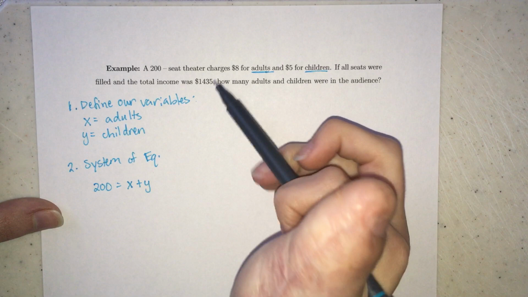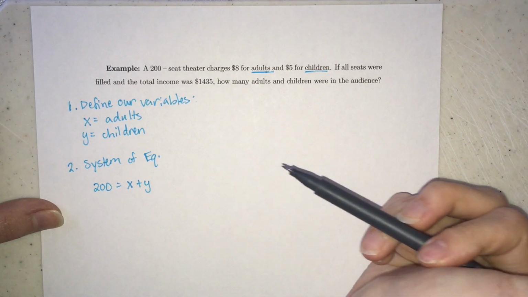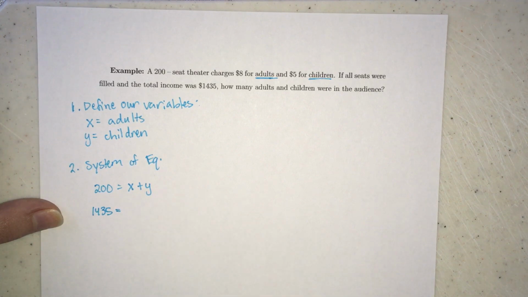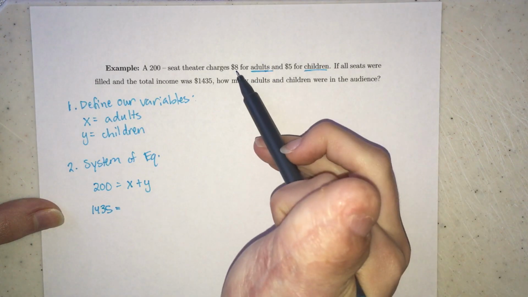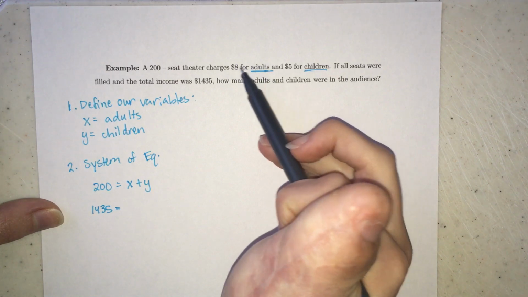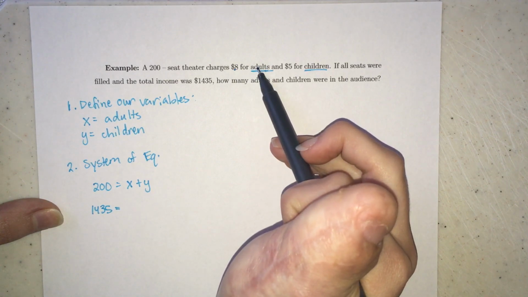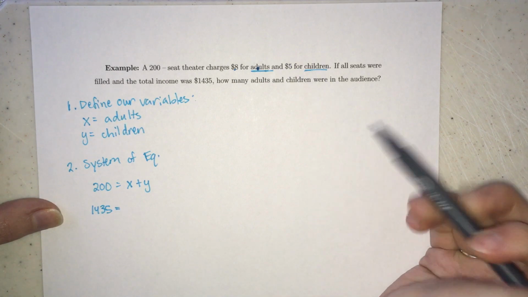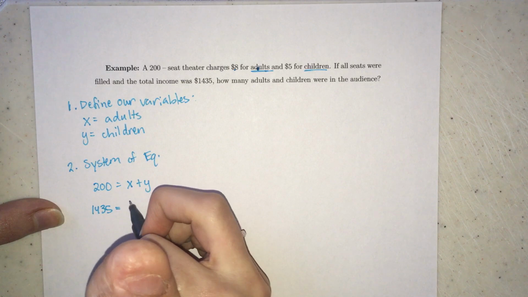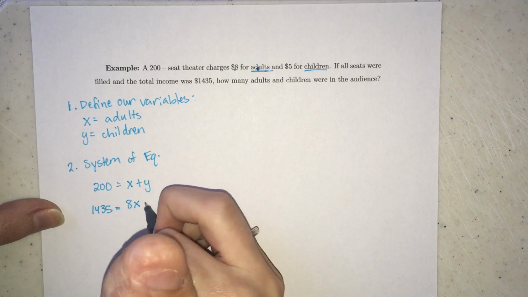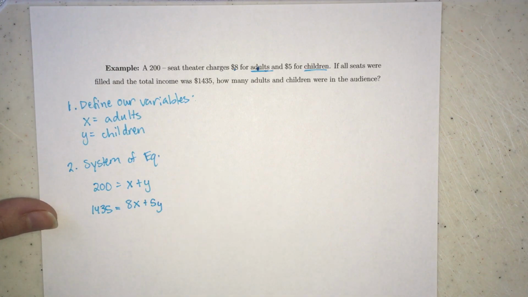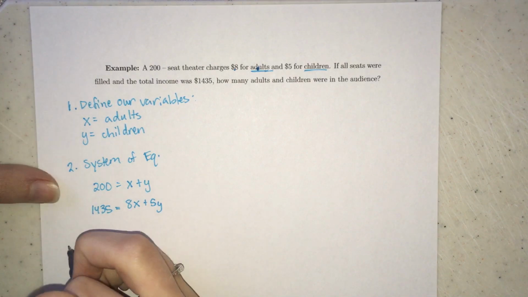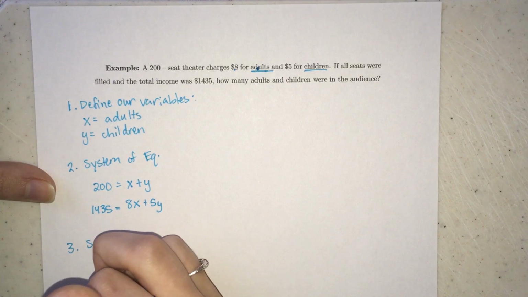And we also know that the total income is $1,435, which is equal to $8, because that's the price of the adult ticket, $8 times the number of adults, plus $5 times the number of children, since the children's tickets cost $5. So we'd have 8x plus 5y. So we now have our system of equations, and our third step is to solve the system.